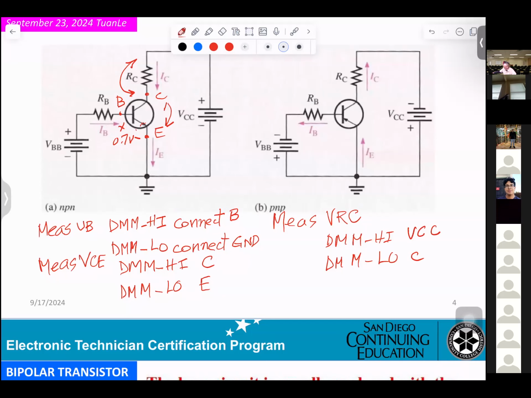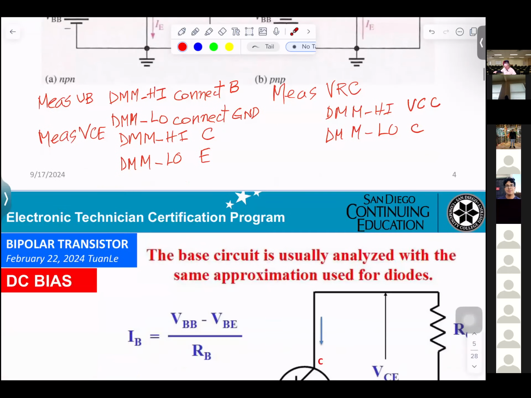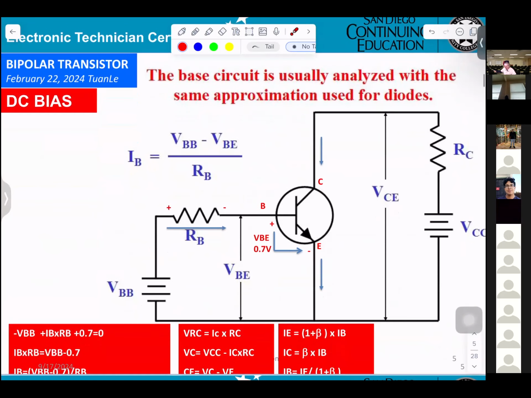Okay, again, if I want to measure the RB, then the high side connect here, low side connect to B, across RB. Okay, that's a minimum thing when we ask you, you have to know. If the basic, very, very basic, you don't know, how can you learn it now?